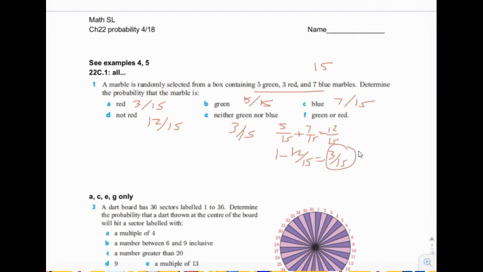What about the probability that we're going to draw green or red? Green or red. So that would be 8 possible marbles you might draw. 8 divided by 15. Okay.